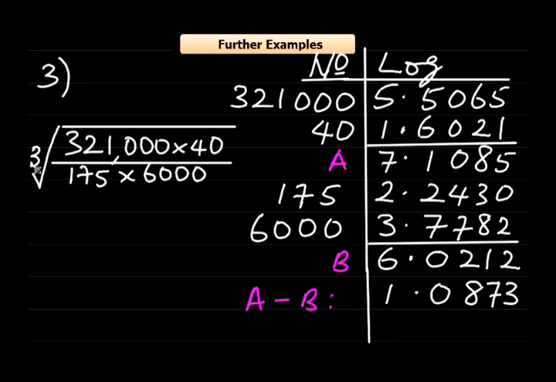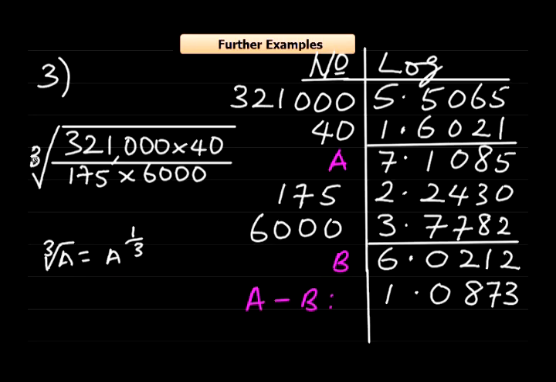Because you can see the whole of the content is raised to power 1 over 3. Remember that the cube root of any number is the same thing as that number raised to power 1 over 3. If you have A here, it is the same thing as A raised to power 1 over 3. That's the meaning of this cube root.